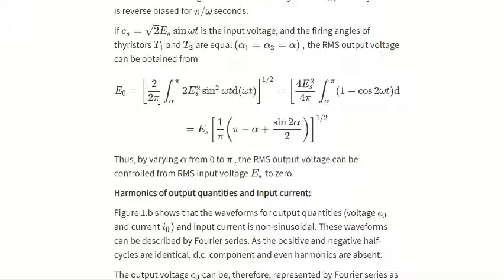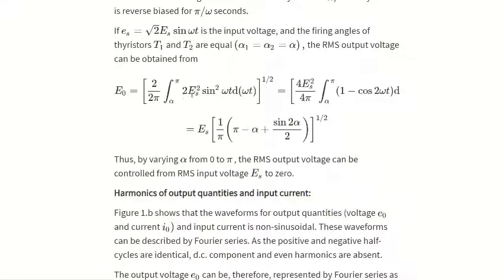2 pi is for the complete one cycle. That is where the output we are assuming for 2 pi radians. Since the output is the same for both positive and negative half cycles, we are taking 2 into 2, right? So within the limits, you are taking alpha to pi, and your input root 2 Es sine omega t. So root square of this input, right?